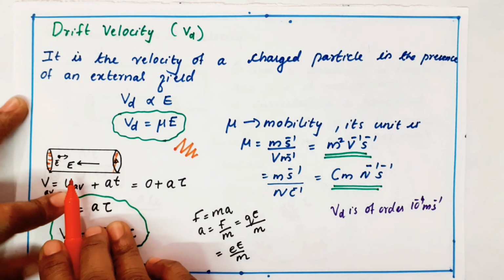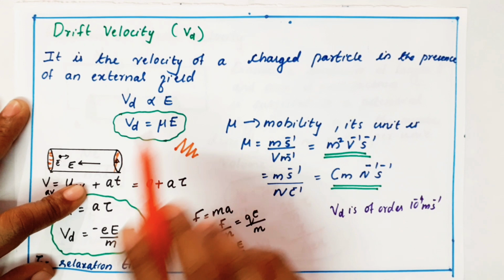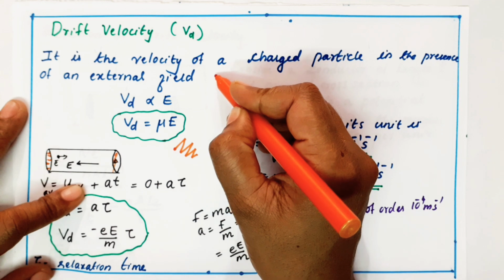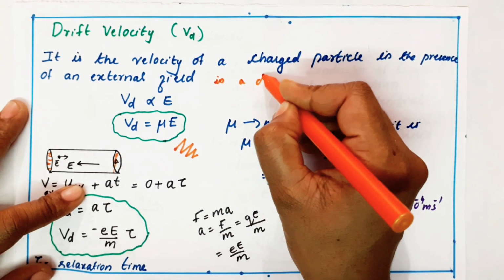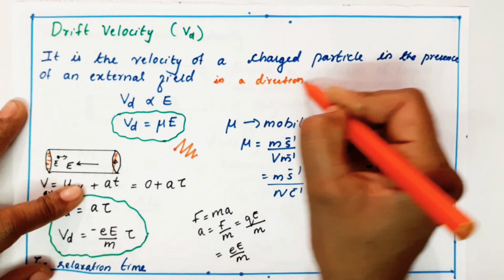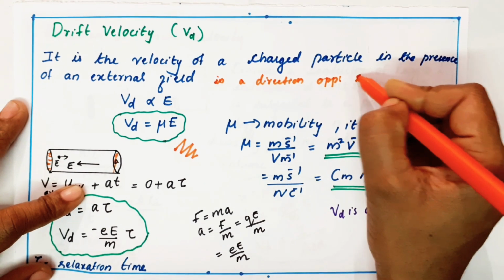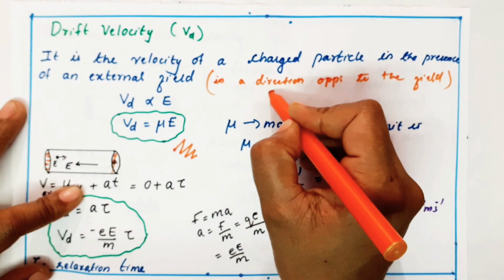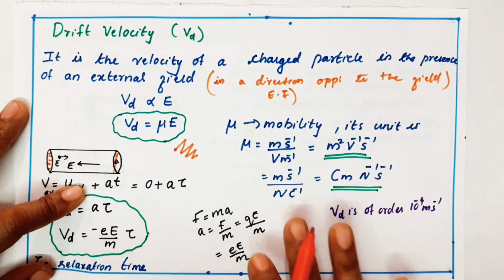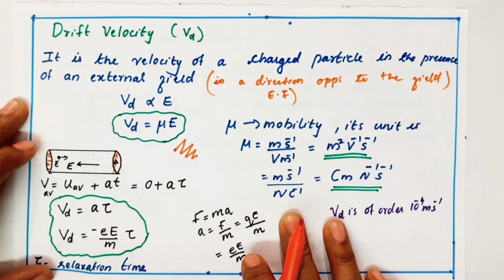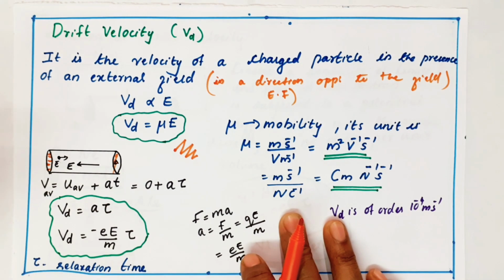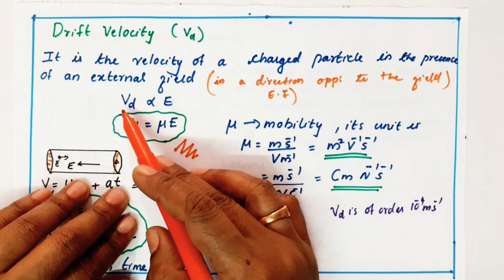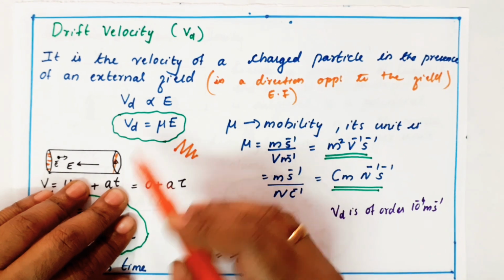So I can tell that drift velocity is nothing but the velocity of a charged particle in the presence of an external field, and if you want you can extend it in a direction opposite to the field. So in this case which field have we taken? Electric field. So I can tell that average velocity is termed as drift velocity. Okay, simple thing. And here I can write Vd, that is drift velocity, proportional to electric field.